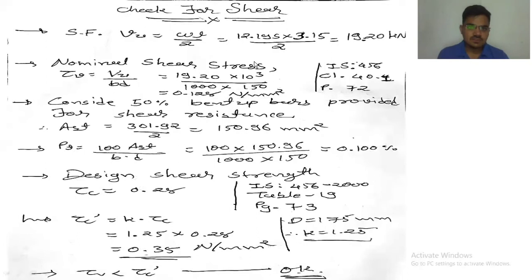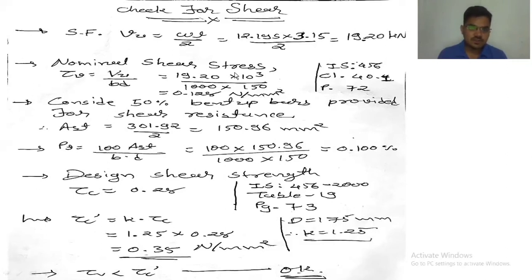Now check for shear. Here we have to check whether our slab is safe in shear or not. So first we have to calculate the shear force. Shear force at support is WL by 2 for UDL loading. Put the value of W as 12.195 and L as 3.15. Okay, so shear force is 19.20 kilonewton.